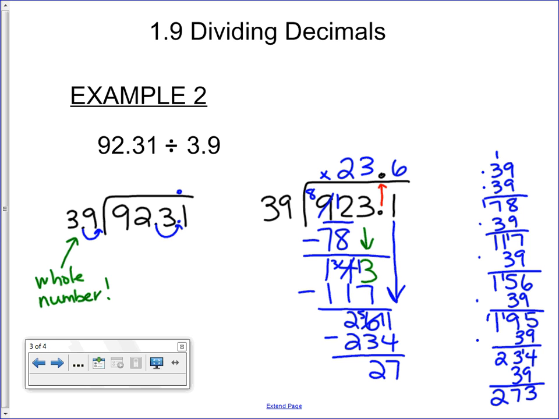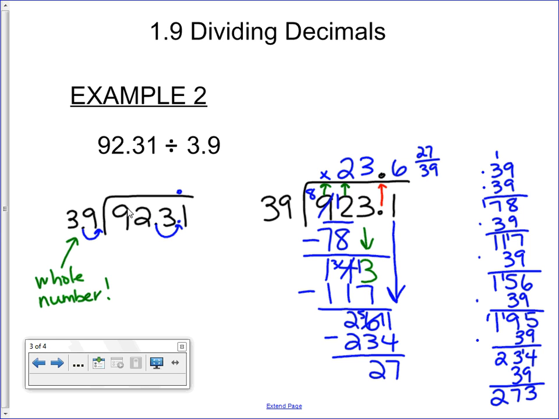There are no numbers left to bring down, and 27 is smaller than 39. So we cannot go on. We're just going to write 27 39ths after our decimal.